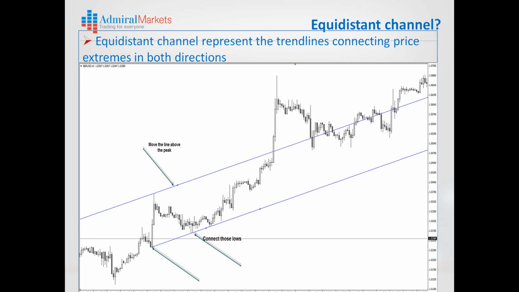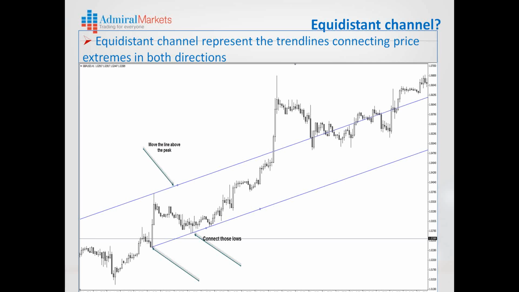We need to have the MetaTrader 4 platform. Once you have MetaTrader 4, you select the equidistant channel drawing tool. You go to channels, select the equidistant channel drawing tool, and then you may begin drawing the channel on your chart. You start by clicking the left mouse button on your starting point on the chart. Then you hold the mouse button down and draw the channel in the necessary direction. In this example, it's an uptrend.